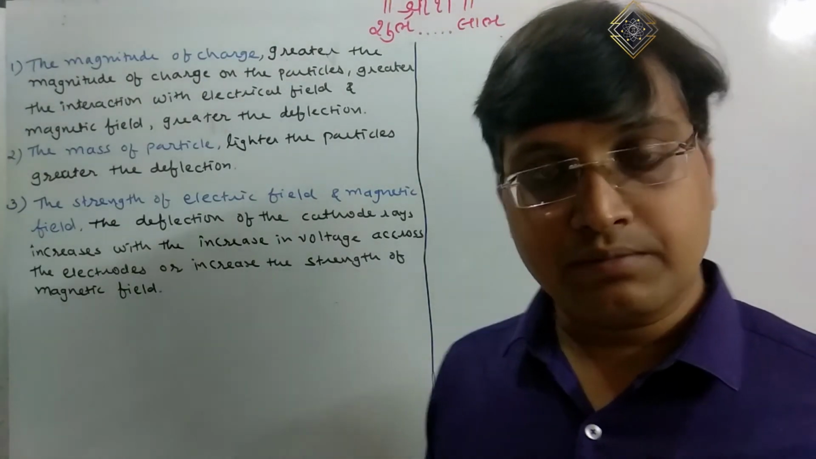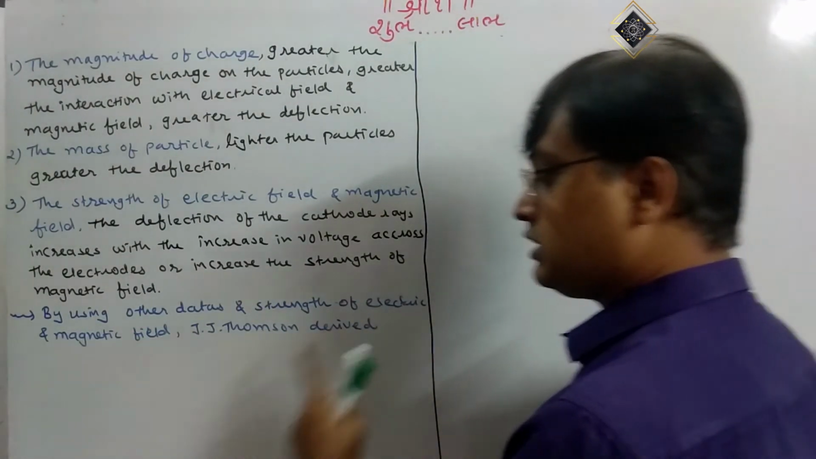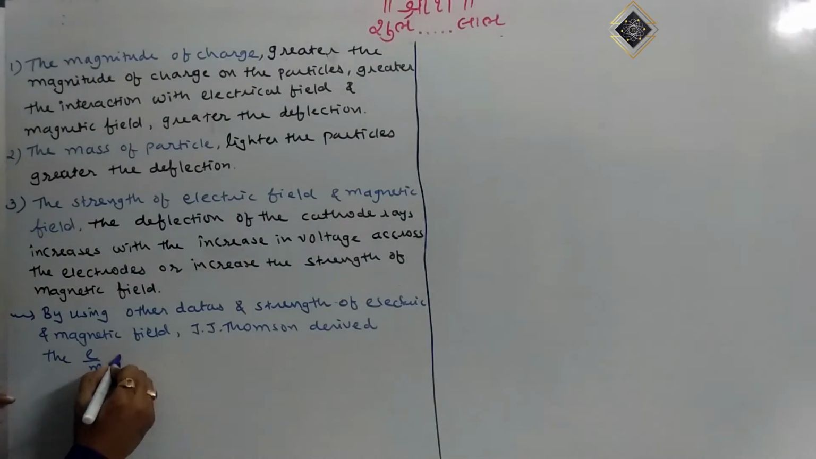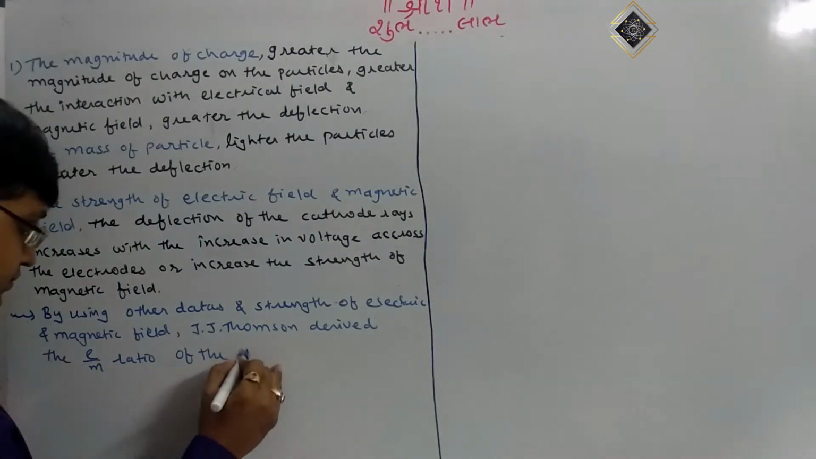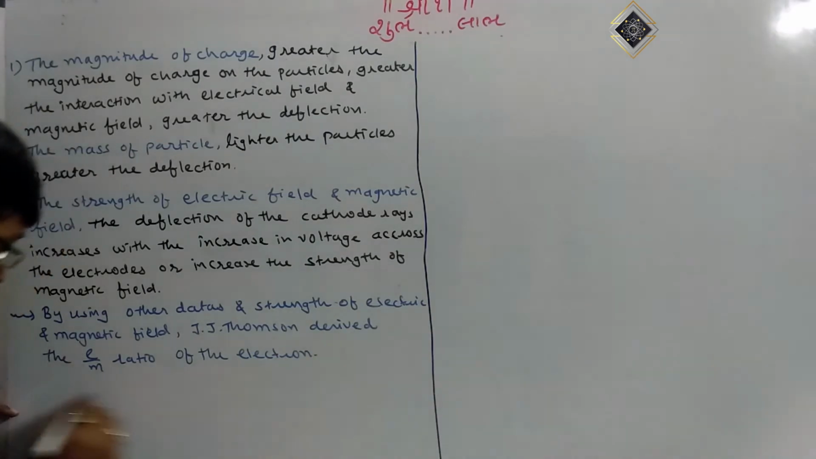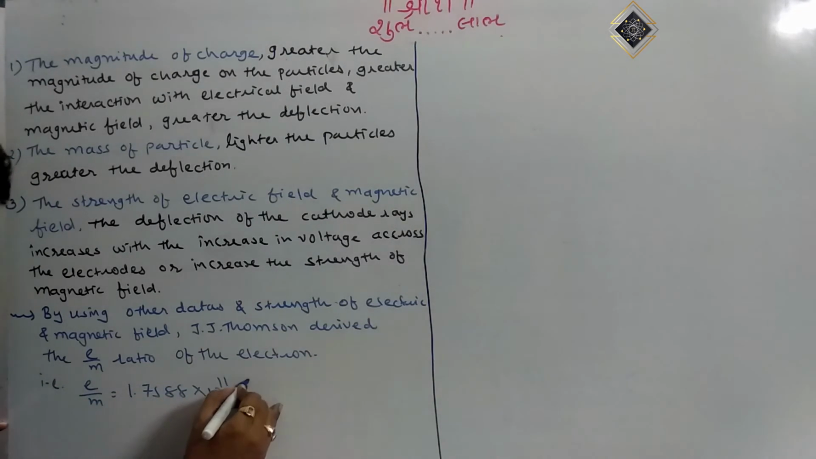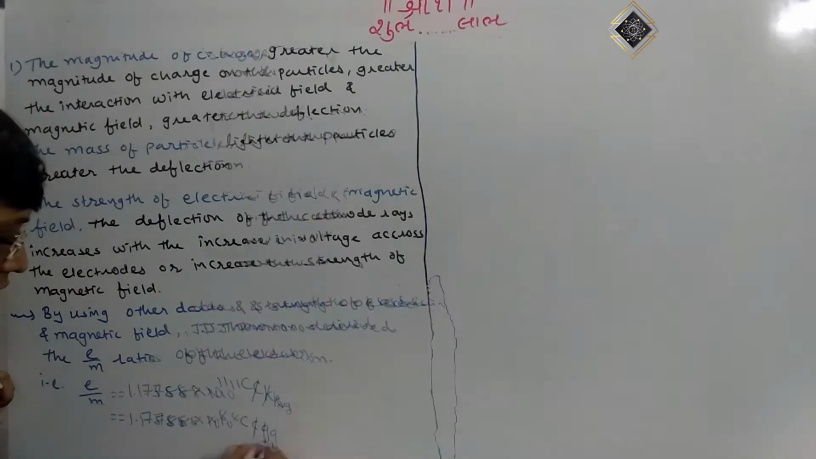Clear? Okay. By using other data and the strength of the electric and magnetic fields, J.J. Thomson derived the e/m ratio of the electron, that is, e/m is equal to 1.7588 into 10 raised to 11 coulomb per kilogram, and if you write it in gram, then it's 1.7588 into 10 raised to 8 coulomb per gram.